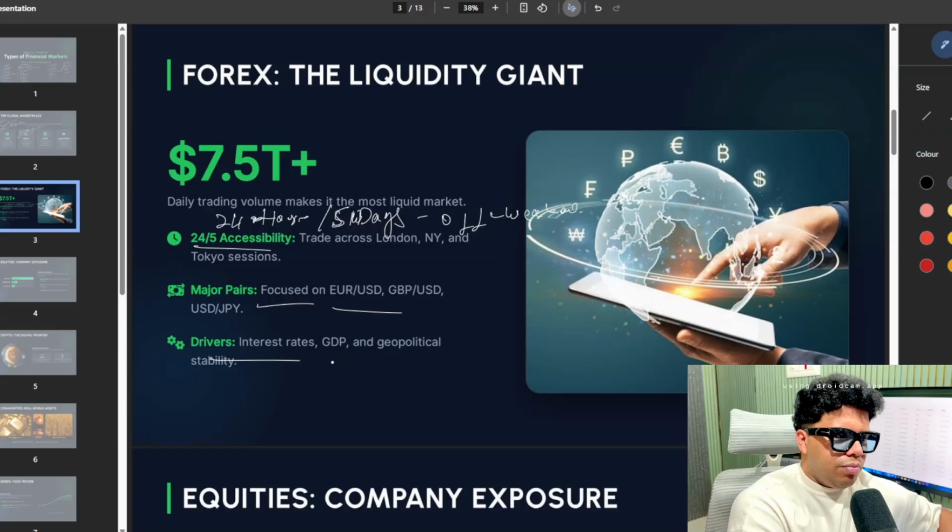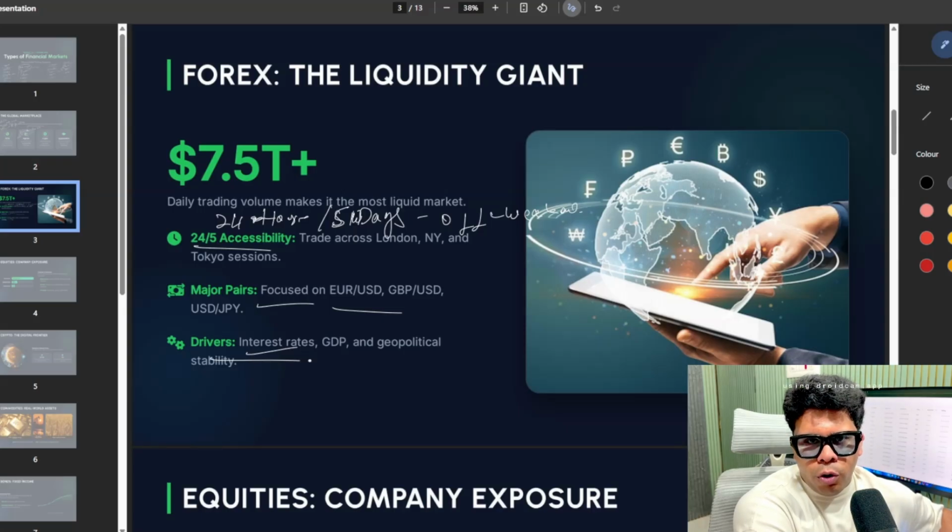Okay, right now, see, it's moving based on interest rates, GDP, and geopolitical stability. We already know that central banks and governments are involved. So that's why the price is going to move with interest rates. If a particular country is hiking or decreasing their interest rate, it's going to impact their economic system and their currency. So that's the kind of event we can see in Forex. The next one is GDP, their growth. The next one is geopolitics.